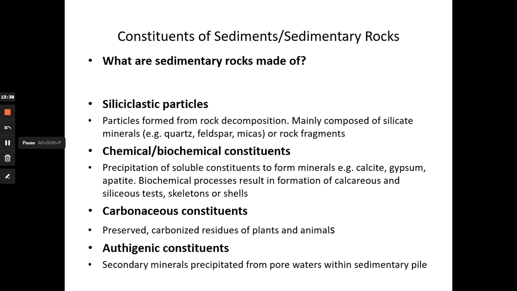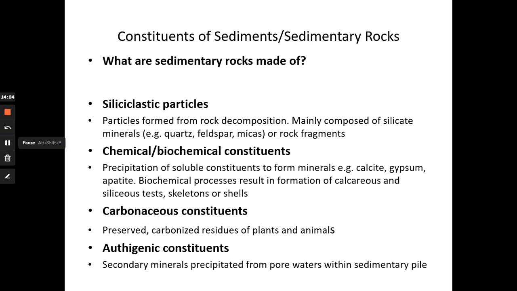Other than that, you can also have chemical or biochemical constituents. These are minerals which precipitate out from solution. So let's say you have water, and inside water you have these ions, right? And they are soluble in water. But given the right temperature, the right pressure, the right chemical composition, you can start to get crystals forming out of the water. And these are your chemical sediments. Examples of chemical sediments include bicarbonates, calcite, evaporites such as gypsum, and also apatite.